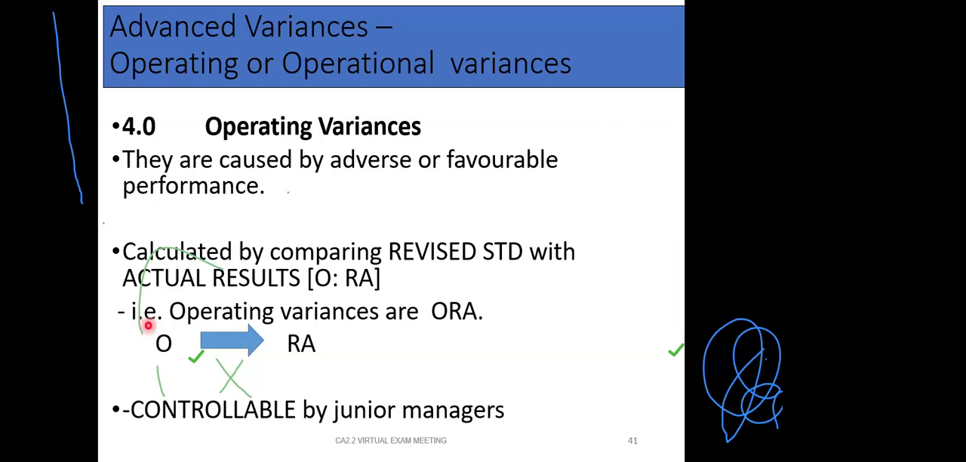Yeah, so operating variances compare R and A, revised against actual. Whereas planning variances compare R with O, revised with original.